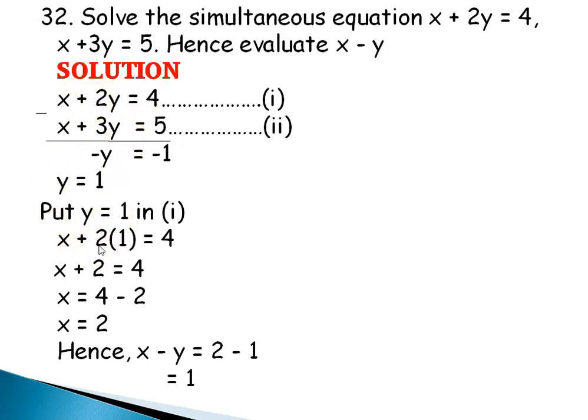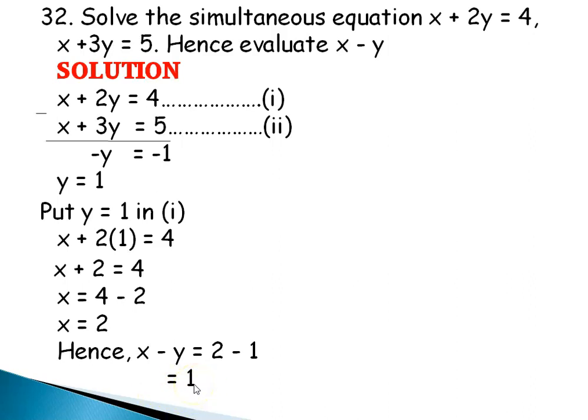Now that we know the value of y, put the value of y into equation 1. X plus 2y. So I'll put my 1 in place of y, is equal to 4. X plus 2 times 1, 2, is equal to 4. I'll bring my 2 to this side and then the sign changes to negative 2. X is equal to 4 minus 2. X is equal to 2 because 4 minus 2 is 2. Now remember the question says we should find or evaluate x minus y. So what is x in this question? 2 minus, what is y? 1. 2 minus 1. So x minus y is 1. This is the value of x minus y.